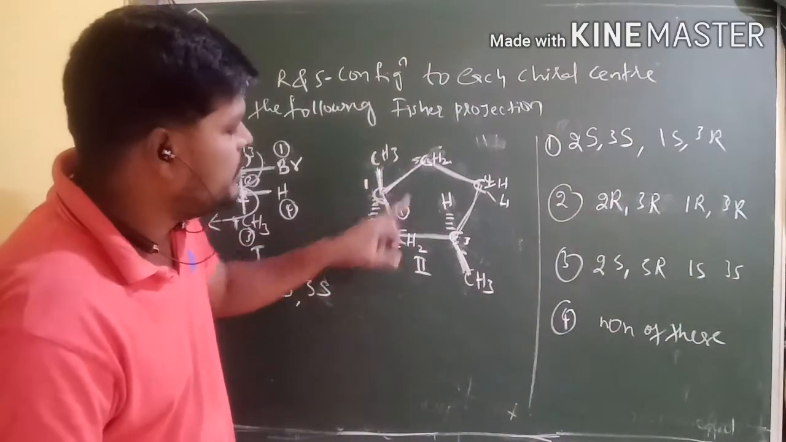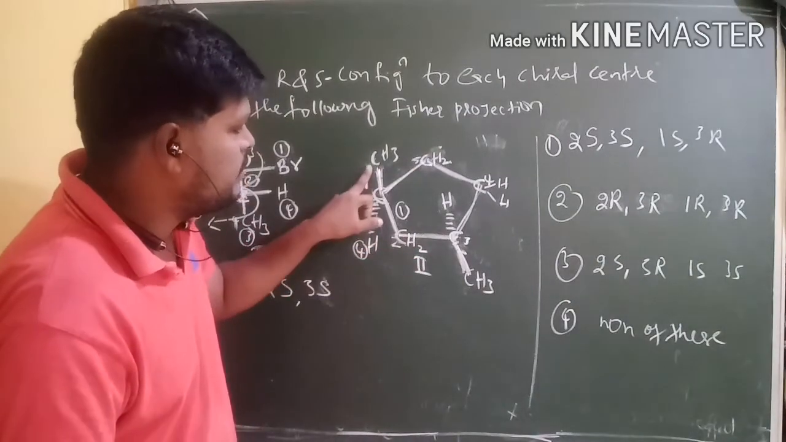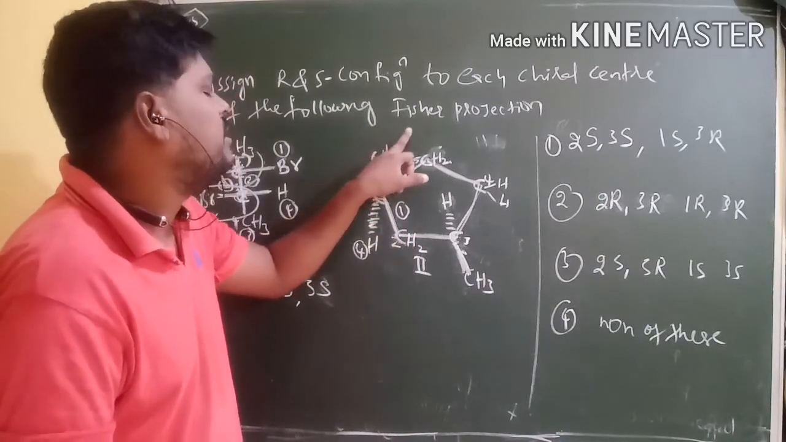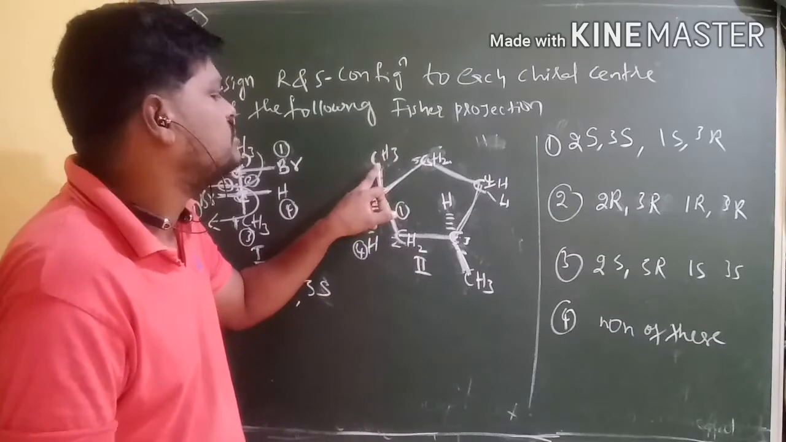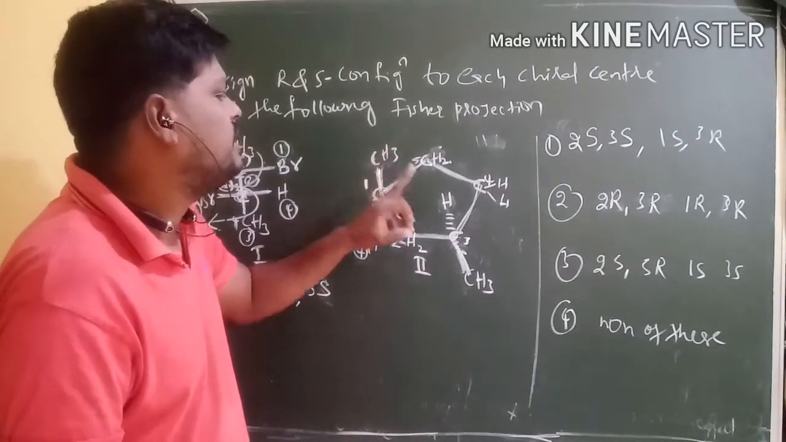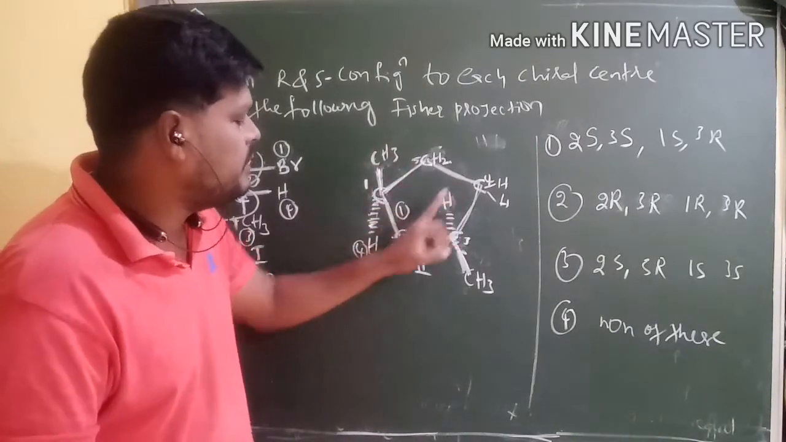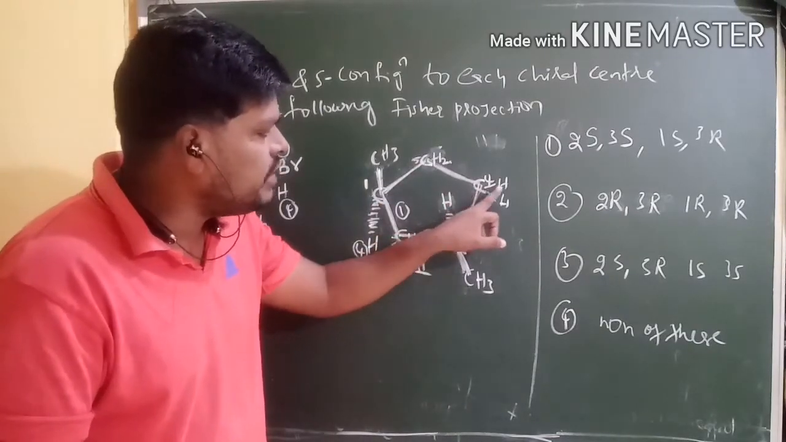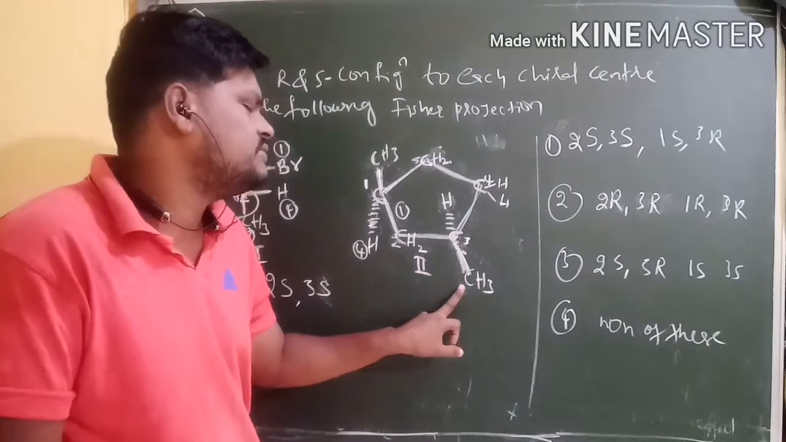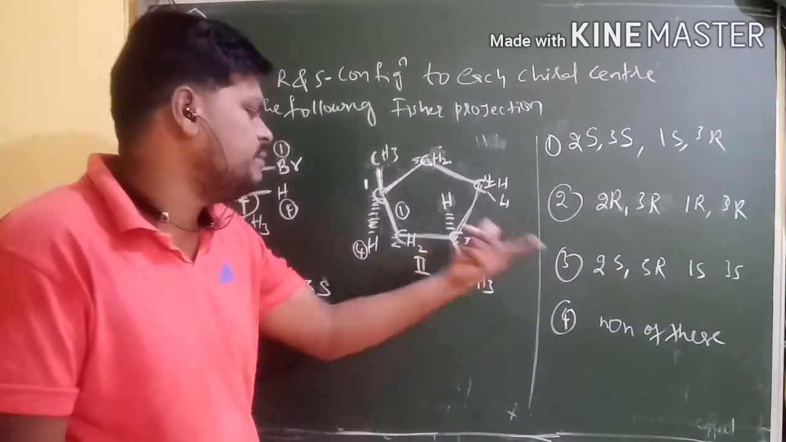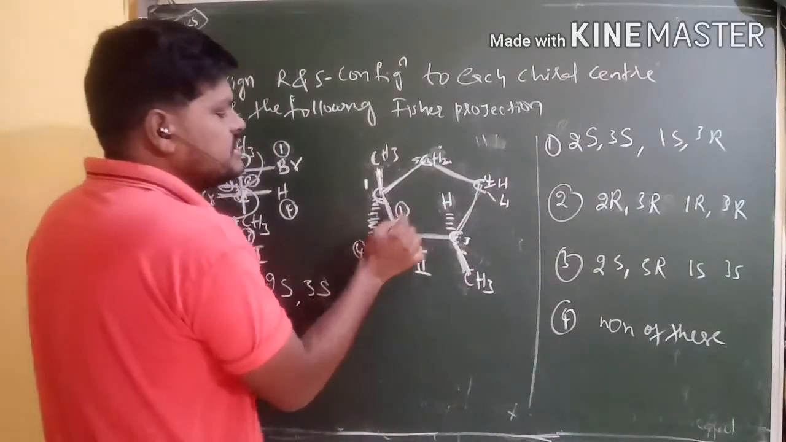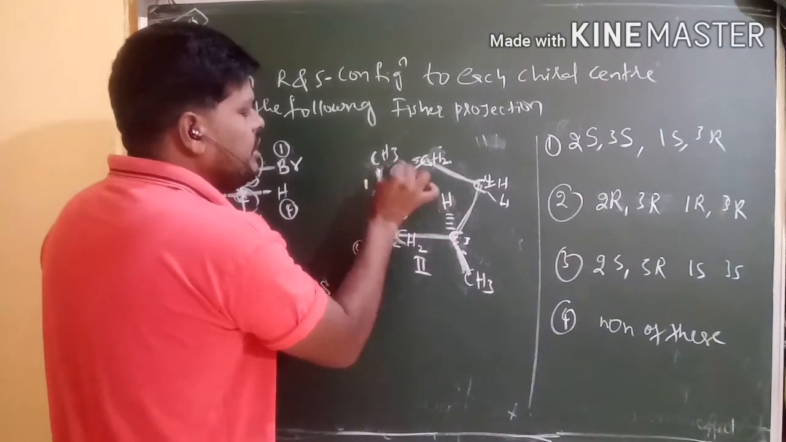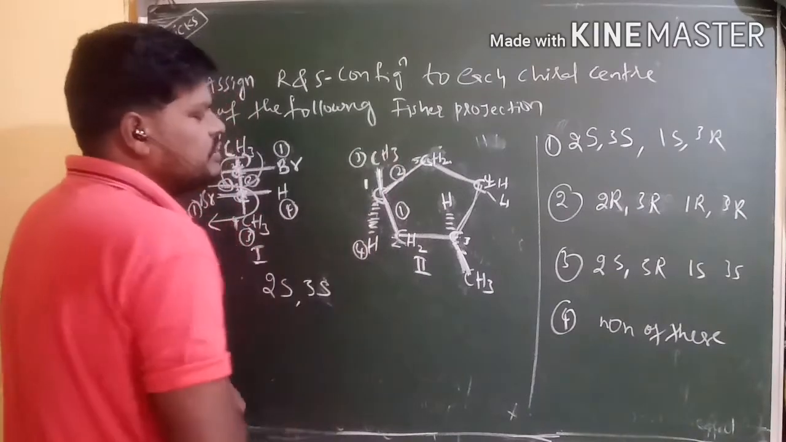Why, sir? Here carbon, carbon, and carbon. The next one here is hydrogen, and here there is no carbon at all. That's why here the next priority is hydrogen. Go for the next one, carbon. Here the next one, carbon. Okay, all are the same, but here the carbon is attached to hydrogen, and here the carbon is attached to carbon. Compared to hydrogen and carbon, carbon has the higher priority. So this is the first priority for this one. Of course, this is the second priority, this is the third priority, and this is the fourth priority.